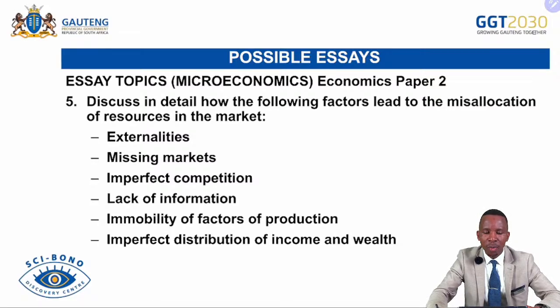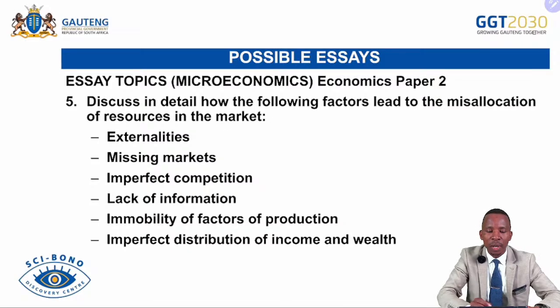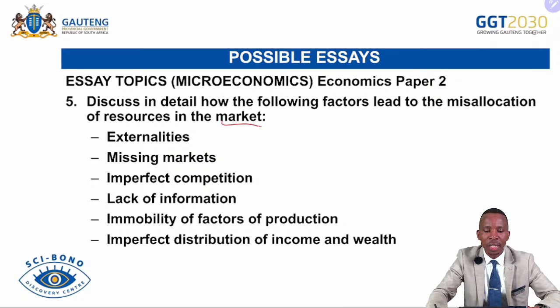Discuss in detail how the following factors lead to misallocation of resources in the market. So in this case, we are talking about reasons for the market failure. But this is how normally the question will be coming based on the examination guideline. Those are the reasons for the market failure. Namely, externalities, missing markets, imperfect competition, lack of information, immobility of factors of production, and imperfect distribution of income.